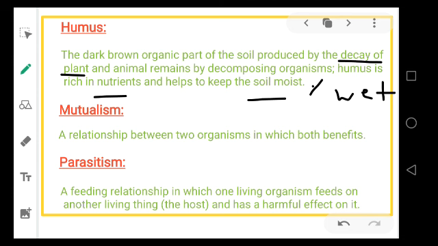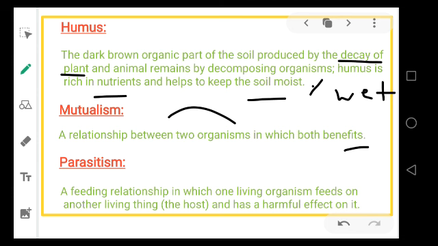Now coming towards mutualism. What is mutualism? It is a relationship between two organisms in which both benefit. Now we'll discuss it in another lesson, but just to mention it over here, mutualism means, for example, deer and zebras living together in a herd. Why do they live together? Because they live together to protect each other. They are two different organisms, but they live together so they can protect each other.